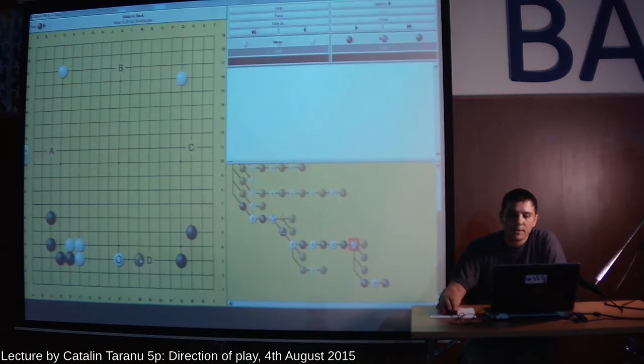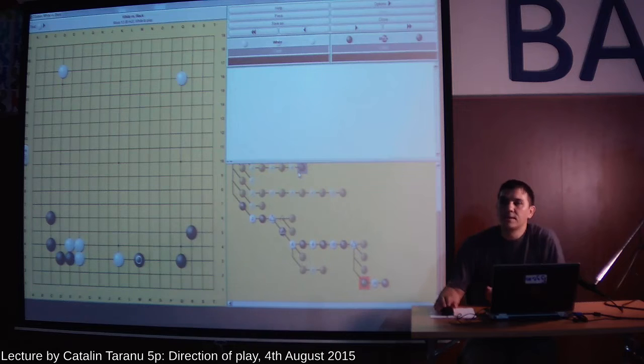Quite a good choice to play this kind of move here, because we are respecting the direction of play of the shimari. So this is what happened in the game. So both players so far played very well. And then white answered here.